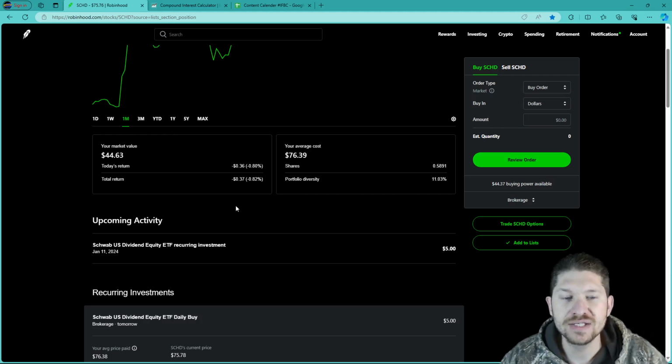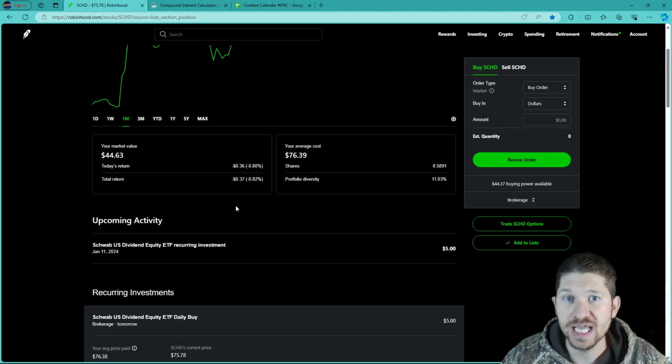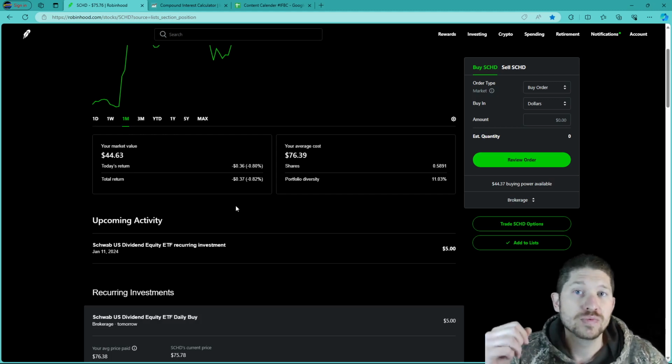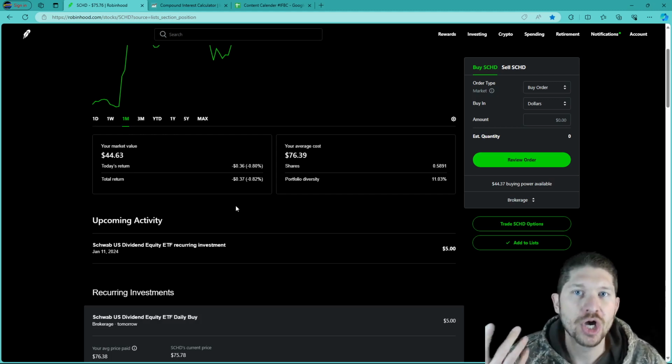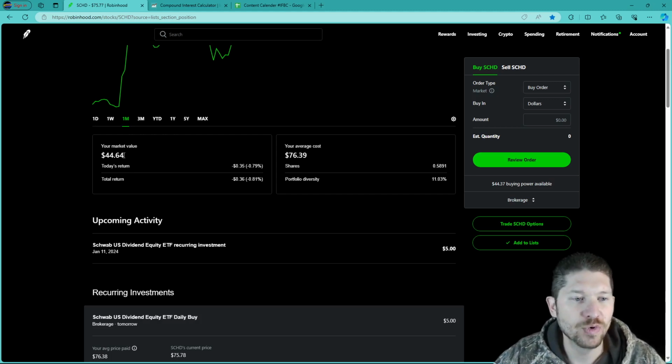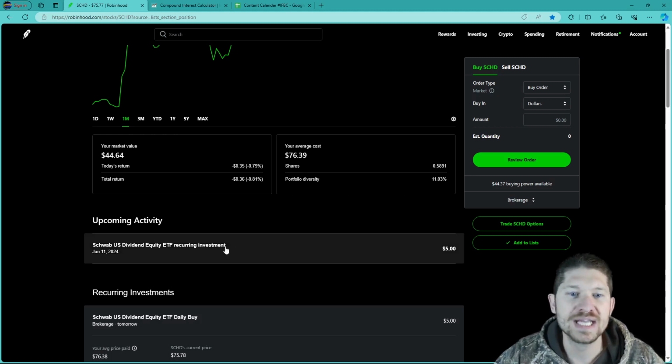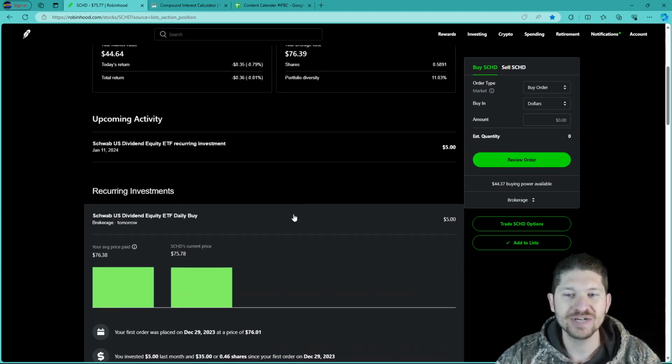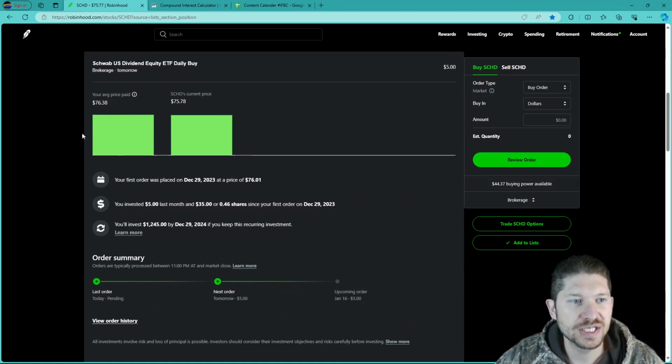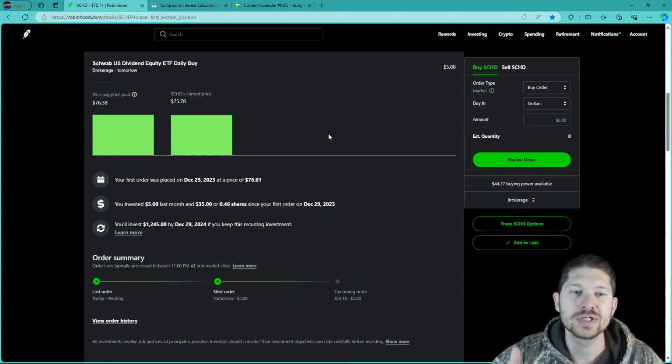But the point is, this is halfway through the challenge. So $5 a day for 30 days, but there are only 20 market days open. So 20 times 5 is $100. We are at 50, or 49 and some change. So this is the halfway mark officially. As you can see here, our average price paid is $76.38. The current price is $75.78. So once that goes up, we're going to have a nice discount.